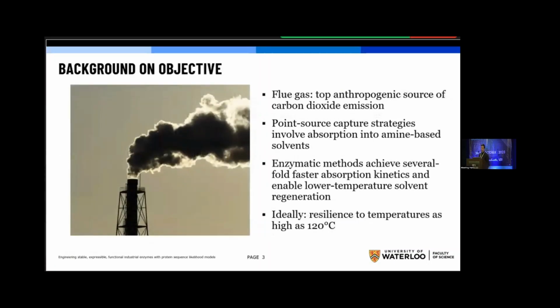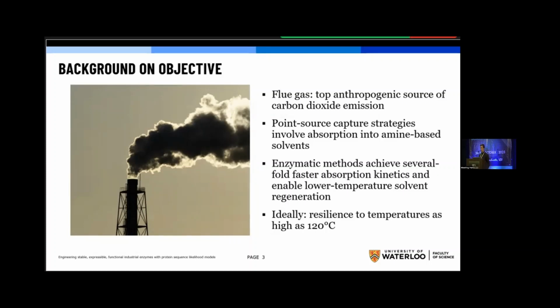So to give you a bit of background, the top anthropogenic source of carbon dioxide emission is from flue gas. And I'm sure you can imagine many other places where carbon dioxide in concentrated areas is released throughout the gas refining process. One strategy that has been used to try to reduce the amount of emission that actually gets into the atmosphere is point source capture using things like amine-based solvents. But the problem is the kinetics of absorption from those solvents gets traded off from the ability to release carbon dioxide from those solvents in order to then capture it and store it later on.